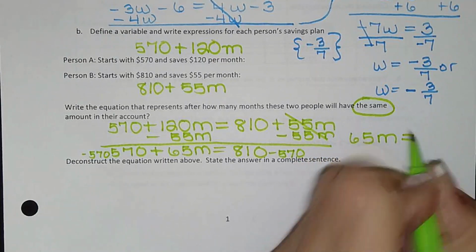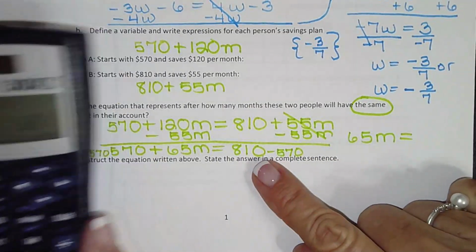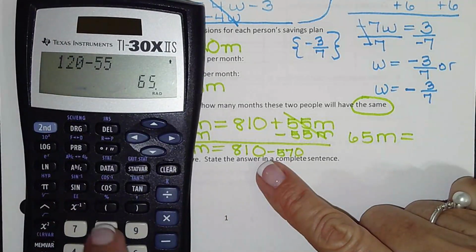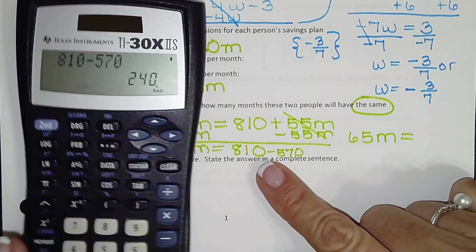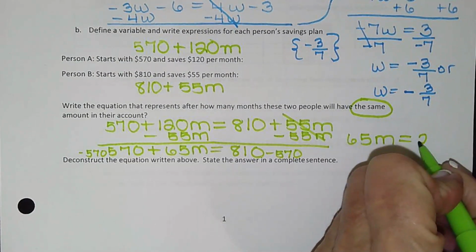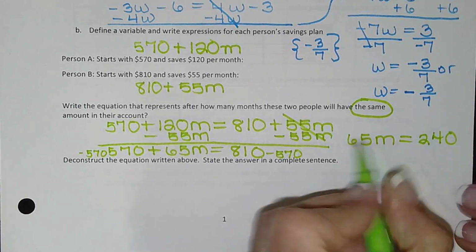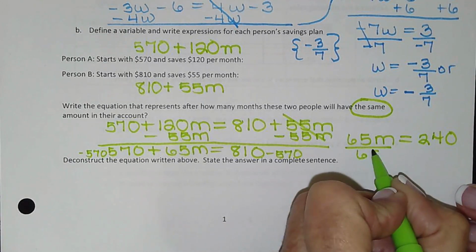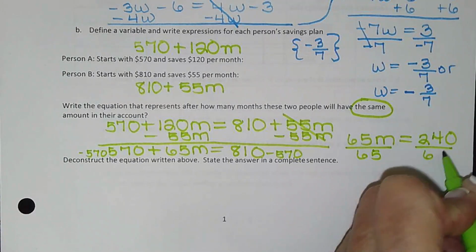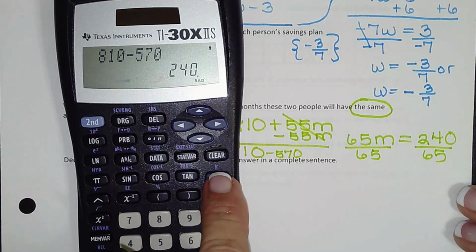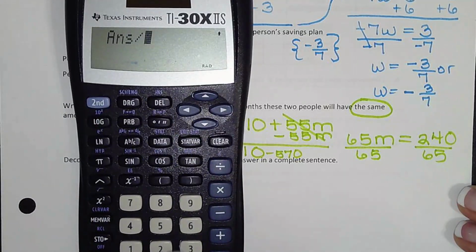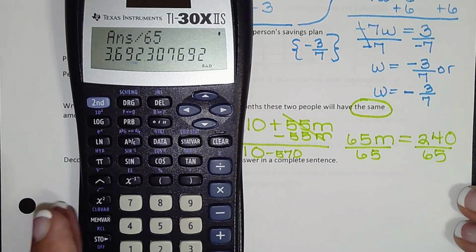65M equals 810 minus 570, which is 240. Divide by 65, divide by 65. We already have the 240 saved here. So just hit divided by 65 and it takes the last answer.